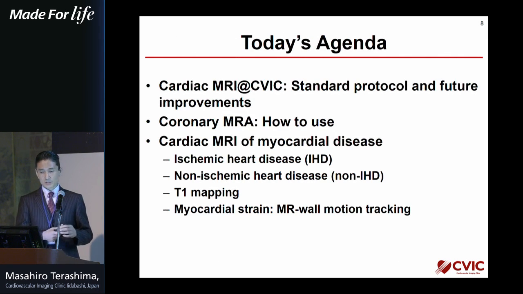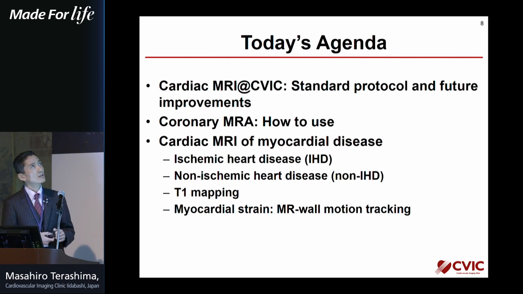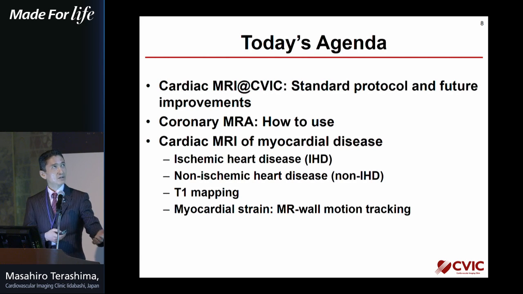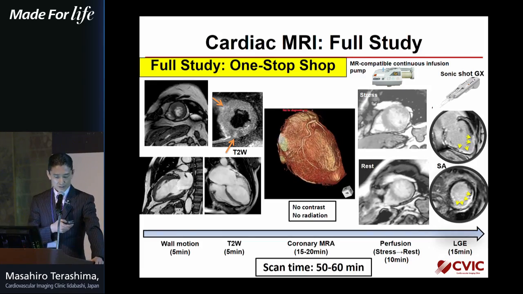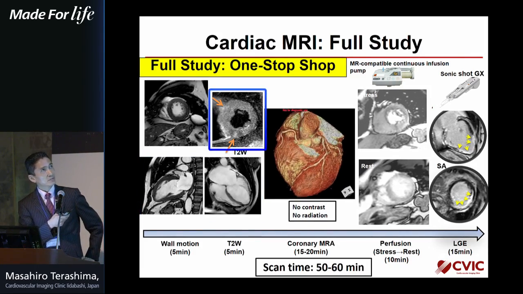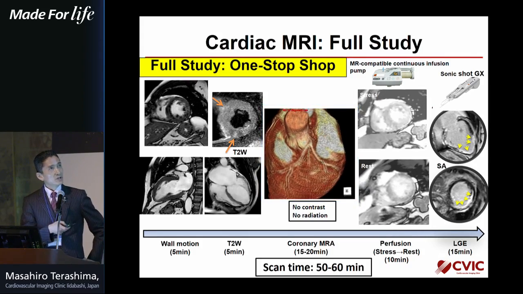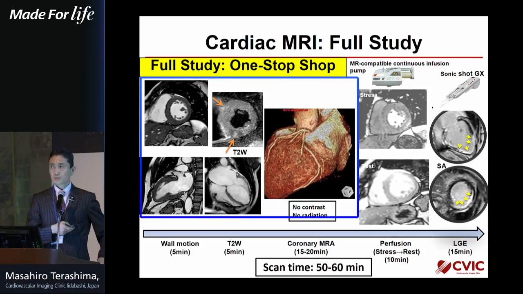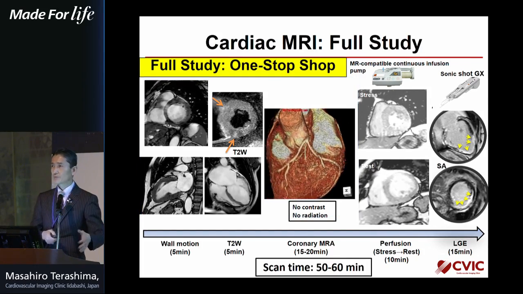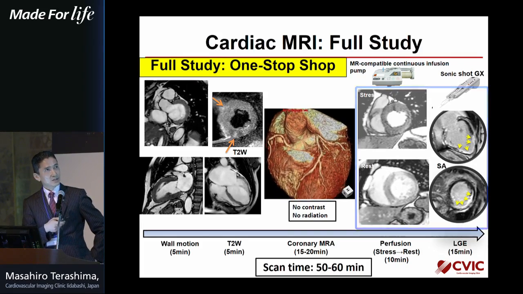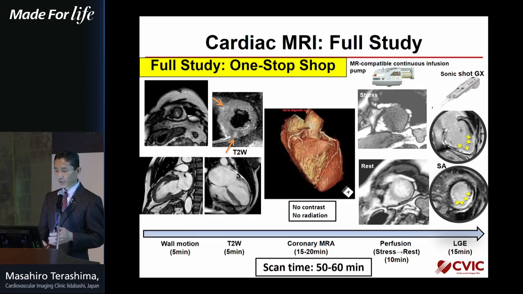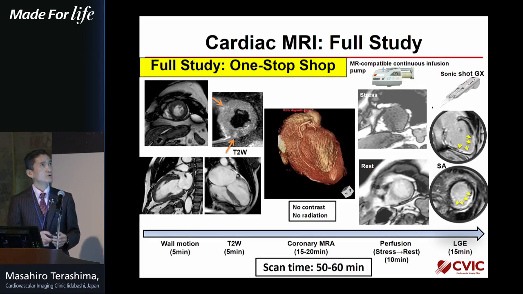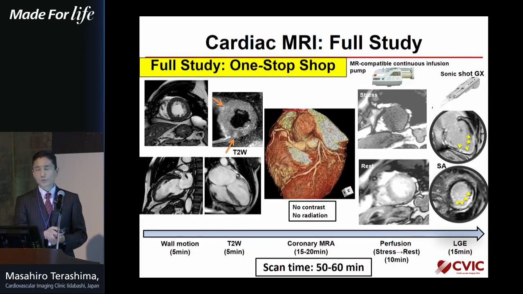Then I'm going to talk about the cardiac MRI protocol at CBIC, and also coronary MRI and cardiac MRI of myocardial disease, ischemic and non-ischemic, and also a little bit of the future: T1 mapping and myocardial strain. This is a typical protocol at our imaging institution. It starts from cine MRI and T2-weighted imaging, and also coronary MRI, so the imaging study can be done very quickly without any contrast agent. Then we inject contrast agent to get the perfusion imaging, wait a couple of minutes, and get the late gadolinium enhanced image for characterizing myocardial disease. This is the typical imaging protocol we do every day, within 1 hour.